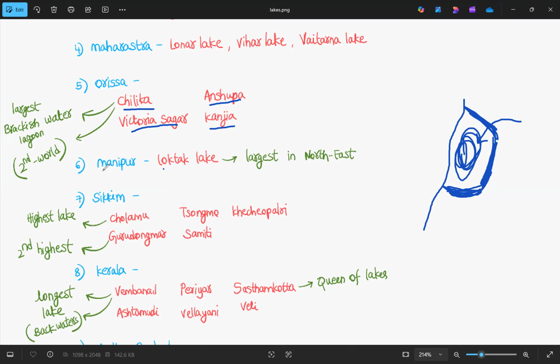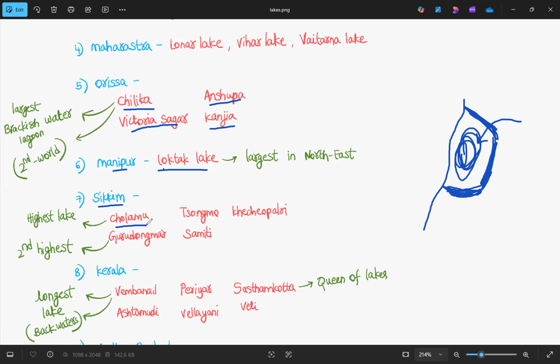Now we have one more, a lake in Manipur, and it is very famous. It is called Loktak Lake. So what is the lake in Manipur called? It is called Loktak Lake. It is the largest in the whole northeast. Now the next state is Sikkim. In Sikkim we have a lake called Cholamu. This is the highest lake in India.